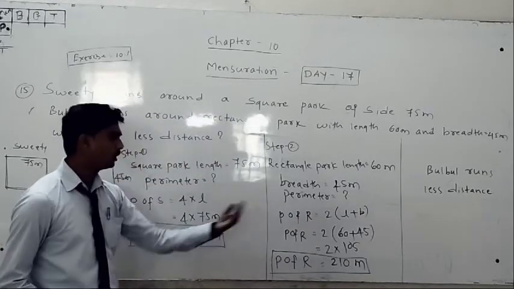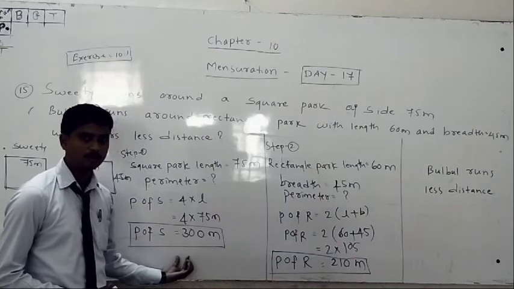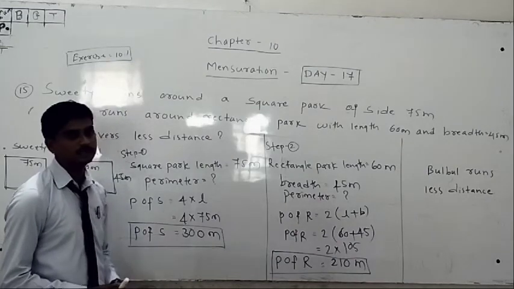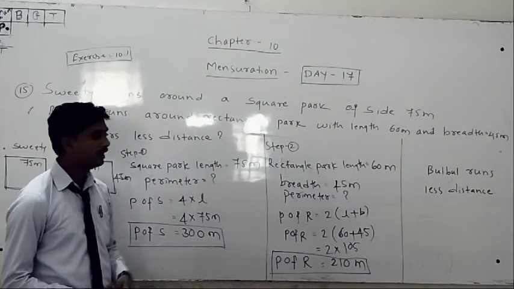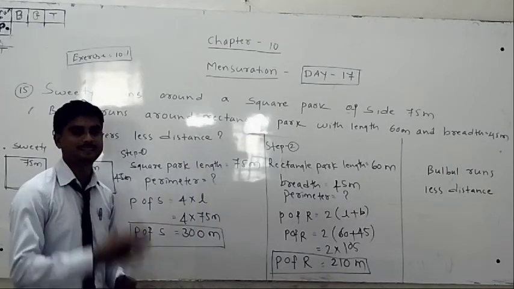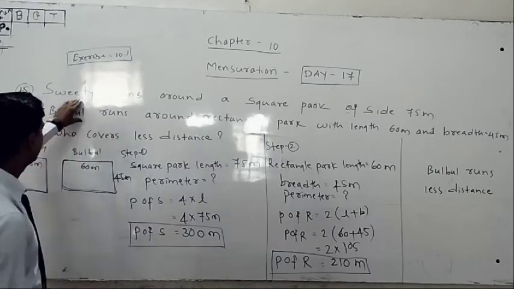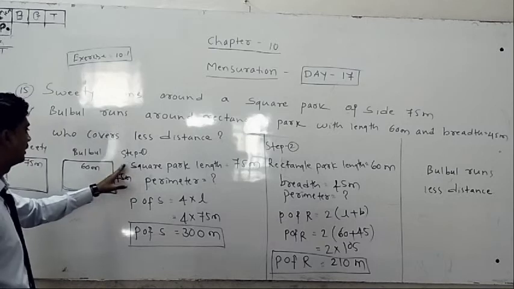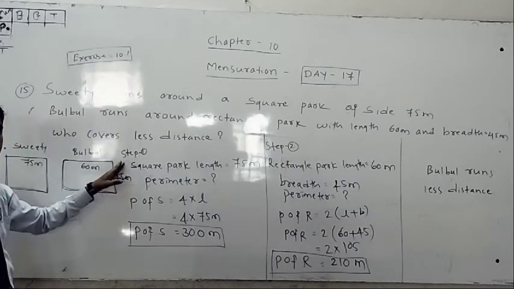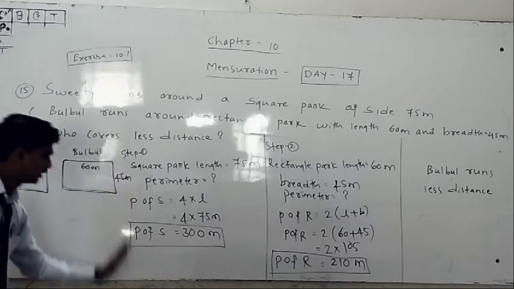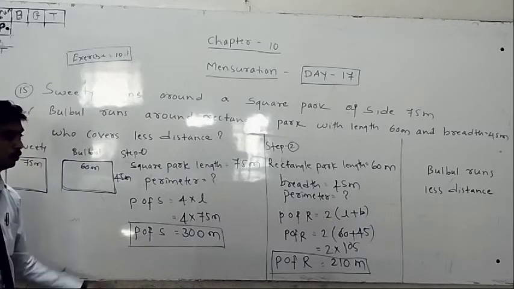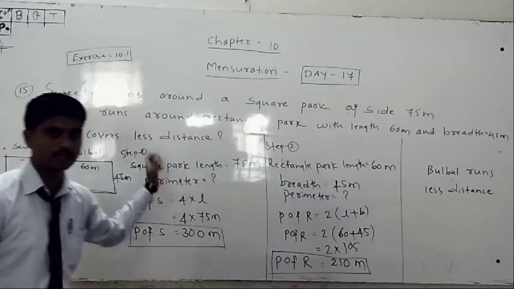300 bigger or 200 bigger? Yes, 300 should be bigger. Then Sweetie runs more. That's why Bulbul runs less distance. Okay. First this question you should write in red pen and answer you should write in blue pen. Step 1, step 2, this type you have to write. Don't write opposite. Okay, write down first.